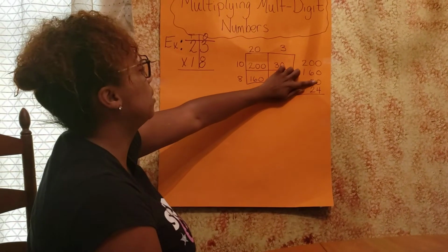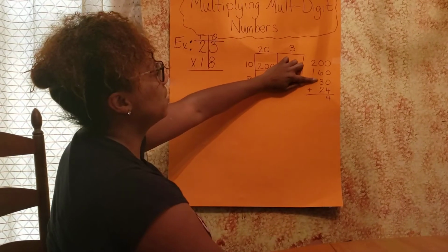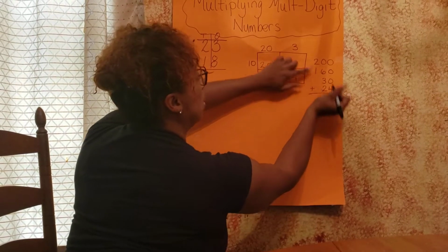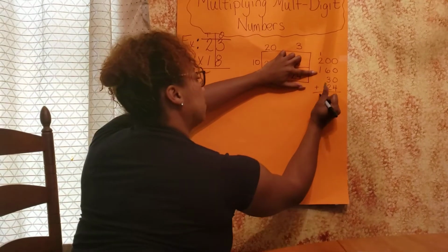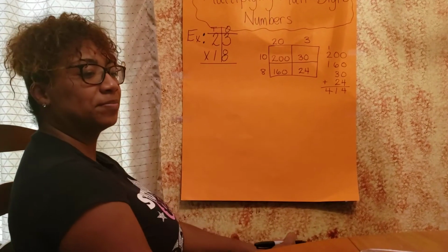So 0 plus 0 plus 0 plus 4 is 4. 6 plus 3 is 9. Plus 2 is 11. I put my 1. Carry my 1. 2 plus 1 plus 1 is 4. So my answer is 416.